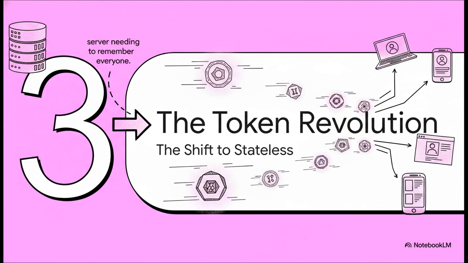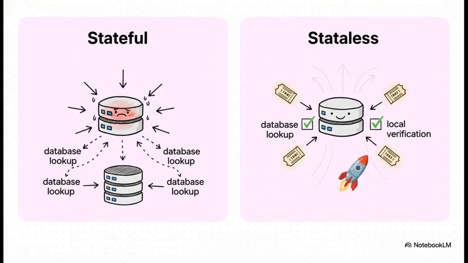And that brings us to the real game changer. Section 3, the token revolution. This marks a massive, fundamental shift in how modern applications are built. It's a move away from the server needing to remember everybody towards something way, way more scalable. The key difference here, the big one, is scalability.